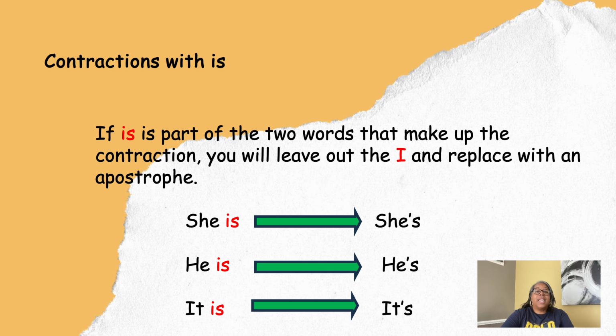When using the word is in a contraction, if is is part of the two words that make up the contraction, you will leave out the I and replace it with an apostrophe. Please look at the examples. She is became she's. He is became he's, and it is became it's. The I was replaced with an apostrophe.